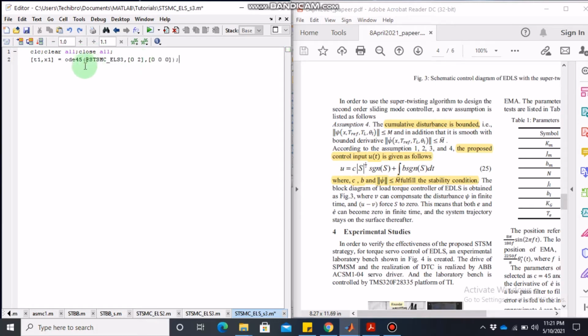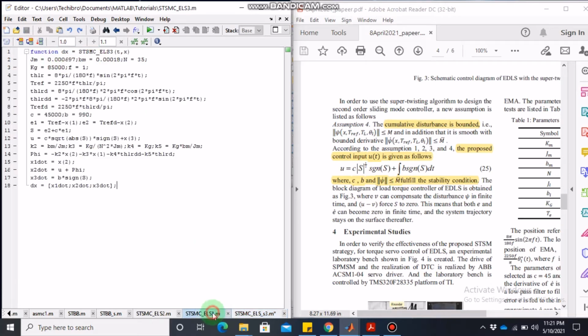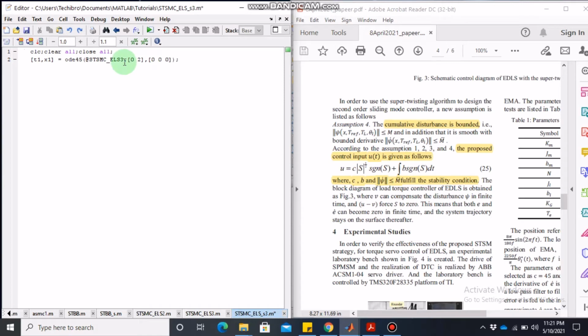This is the command that is used to solve the sliding mode control, this STSMC ELS3, which is the sliding mode control. So sliding mode control is solved for 2 seconds with 0 initial conditions, and the result will be stored in T1 and X1. Then I will use a similar command to solve the PID control, and the result will be stored in T2 and X2 with 0 initial condition and the same time interval. Then I define the frequency as the same as before.